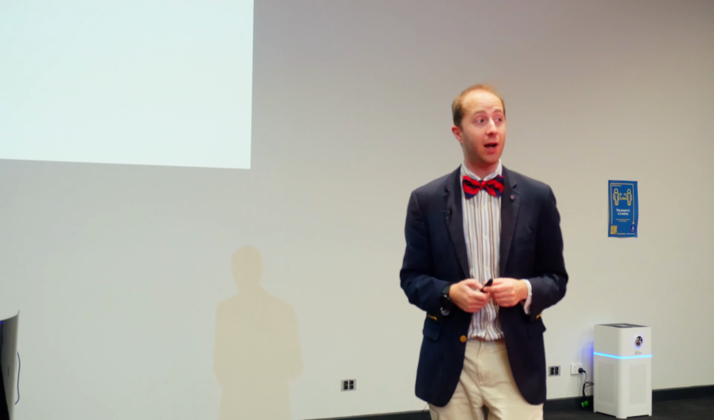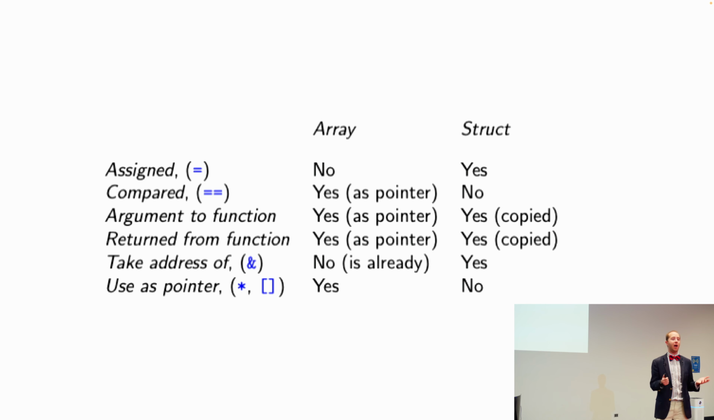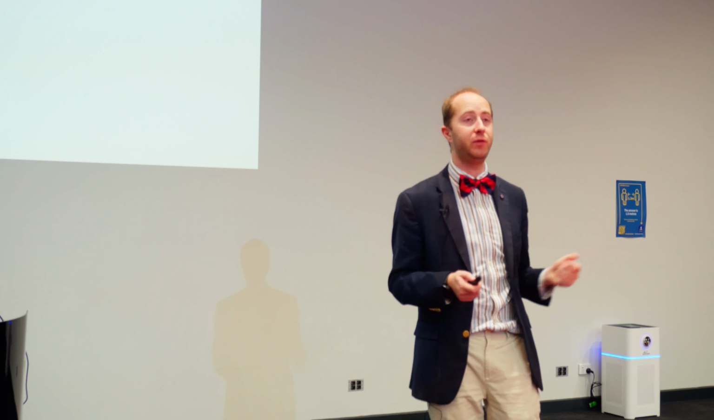However, you can do this for structs. This is a feature that C allows. It thinks, okay, if you're going to assign equality in structs, you must mean you want all the fields of one to be equal to all the fields of the other.